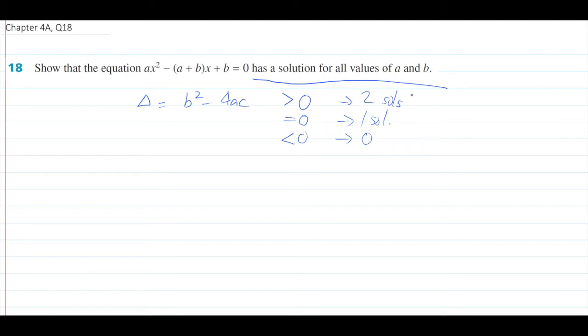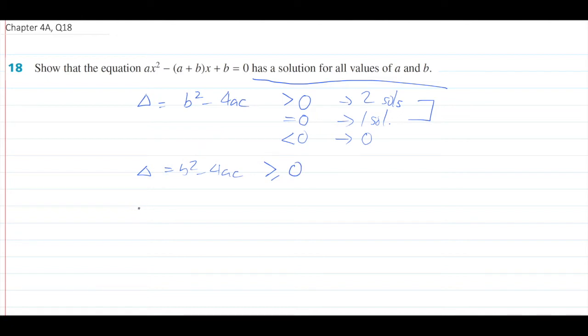But in this case, we want a solution for all values of a and b. So you could say that it's one solution, but it can also be two solutions, so it'll be both of them. So the goal of this question is we want the discriminant, which is b squared minus 4ac, to be bigger than or equals to 0, okay?